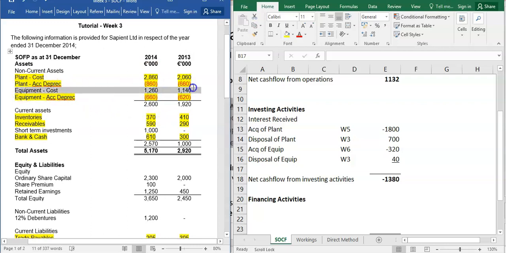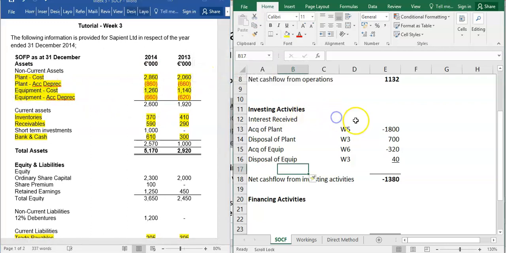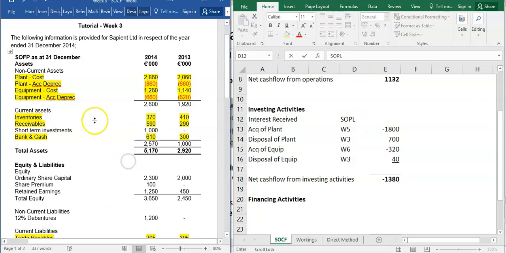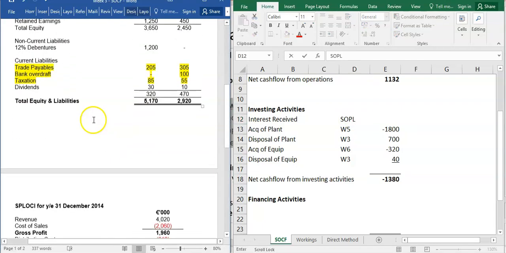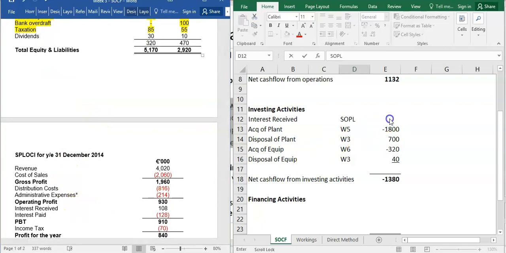Equipment cost. Now remember, we have interest received, so we'll slot that in as well. This is just the SOPL. There's no interest due at the start or end of the year. So whatever interest you earned, 108, you slot in, and that's positive. You've earned 108,000. It must have been debit bank, credit the SOPL, interest received. So you have a choice there putting that in operating activities. It's also fine in investing activities.